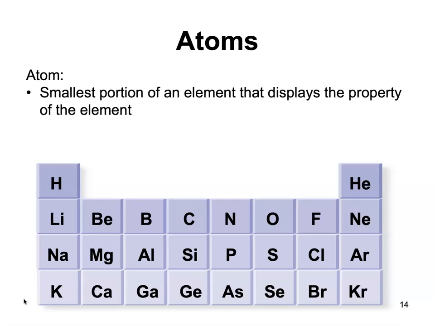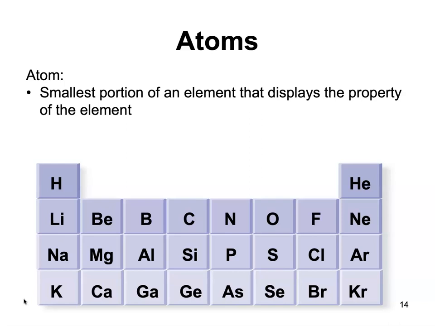An atom is the smallest part of an element that displays the property of the element. So for example, whether you have a brick of gold or a single atom of gold, it's going to react in the exact same way all the time. It's going to melt at the same temperature. It's going to solidify at the same temperature. It's going to react to the air around it. It's always going to react in the exact same way every single time if it's pure gold. Same with oxygen.